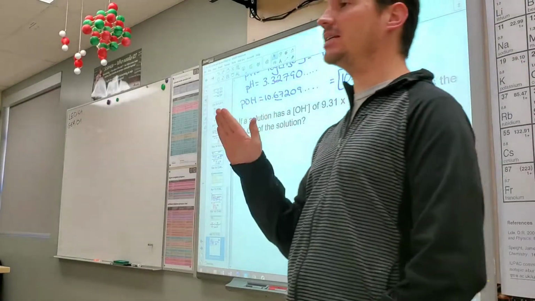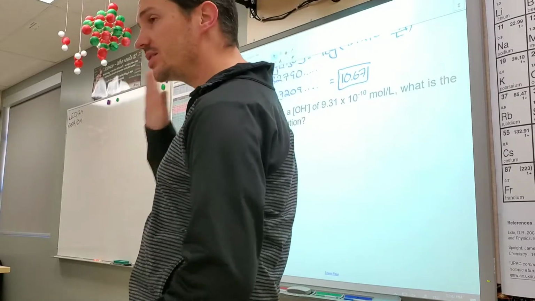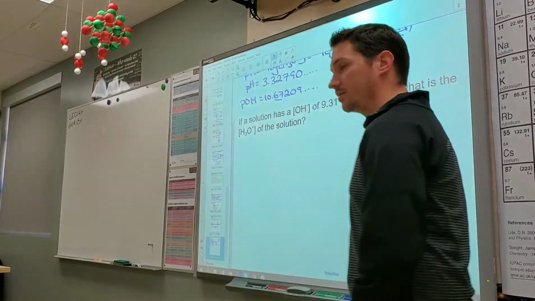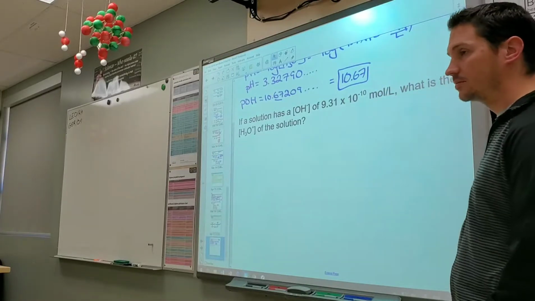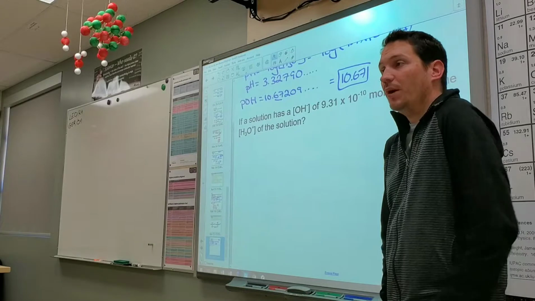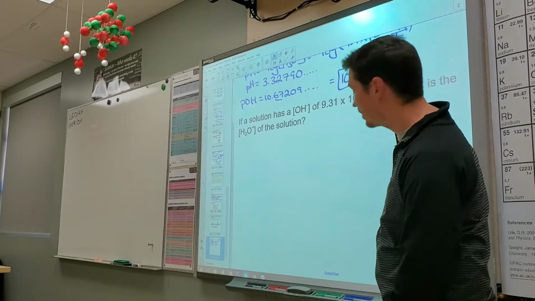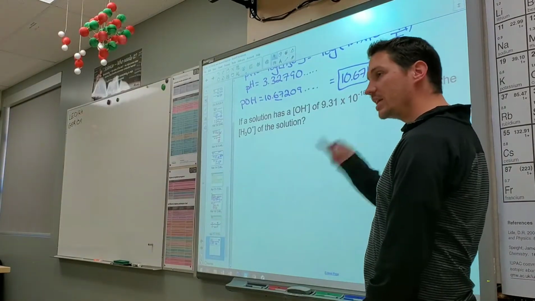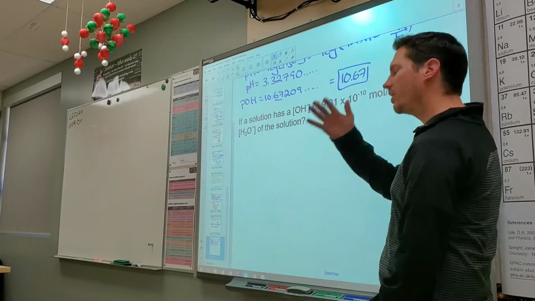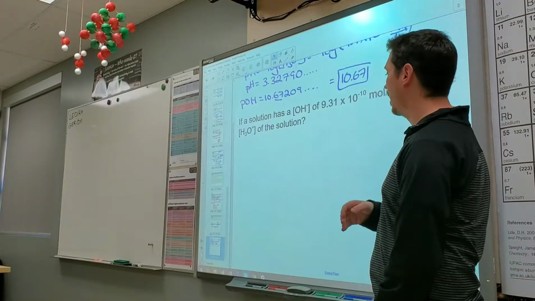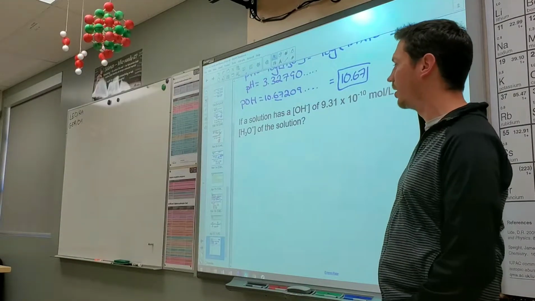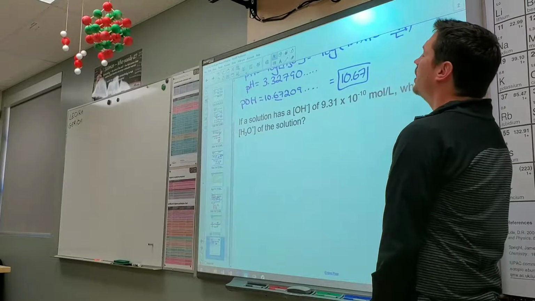So what do you think? Let's just take a guess. Do you think this solution is going to be acidic or basic? Wim, what do you think? Basic. Okay. So let's just keep that in the back of our minds. We should be able to understand this question a little bit, and then run through the math and double check and see if our math works out correctly.